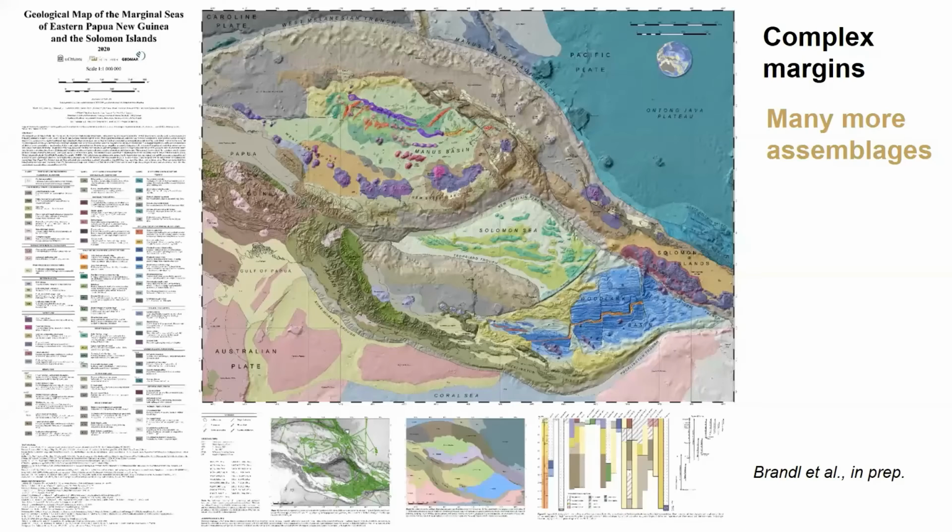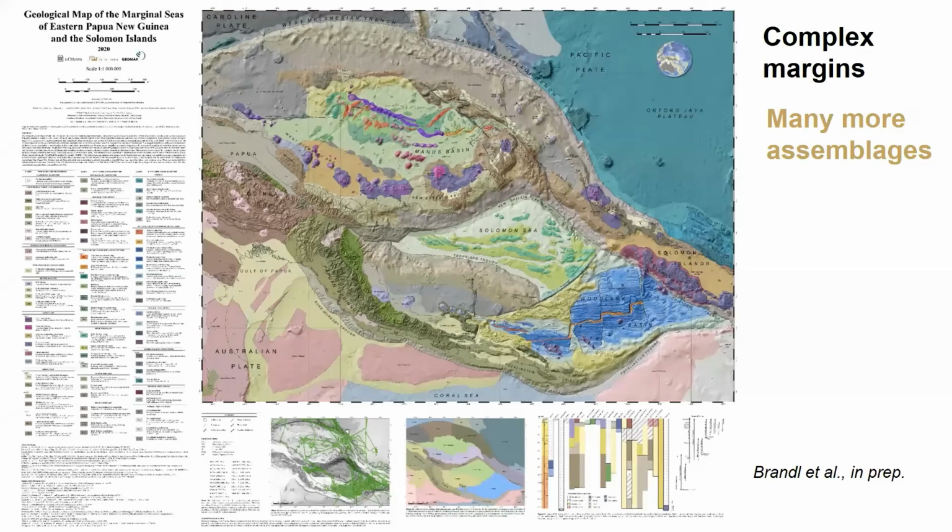Just to shift gears a bit, although we've been focusing on the Lau Basin and the oceanic domain, eventually these microplates and assemblages are amalgamated along more complex margins, and that's what we're looking at in the work in the easternmost Papua New Guinea. This is the 1 to 1 million map from PNG.